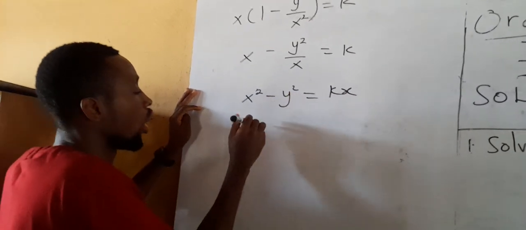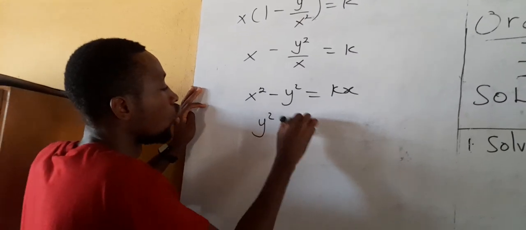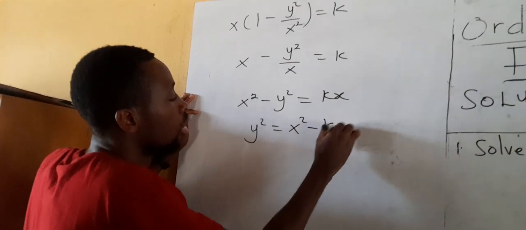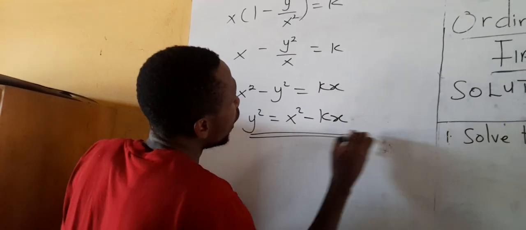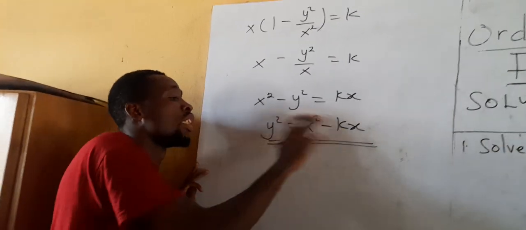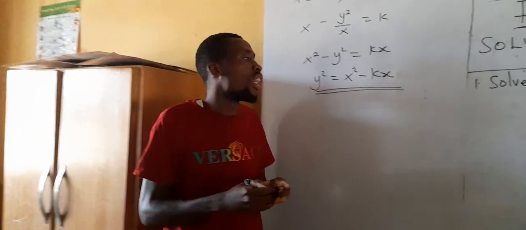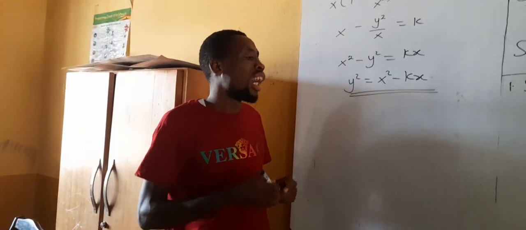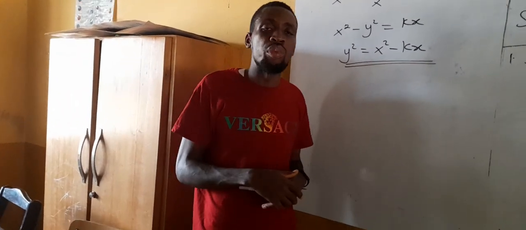We can make y squared the subject. So y squared can be equal to x squared; we send this across and bring it as minus kx. Then this becomes our function. So this is our general solution. If we are given any condition, we can find a specific or particular solution. I hope you understand this. We'll solve one more question on this so that we take it from there.